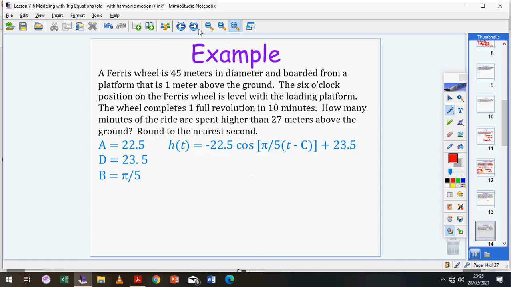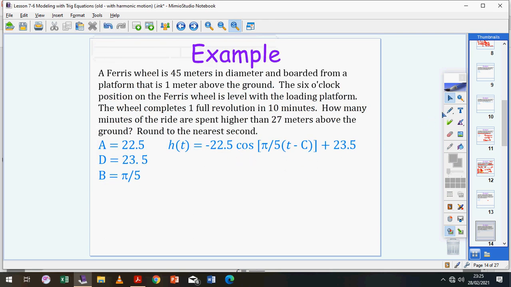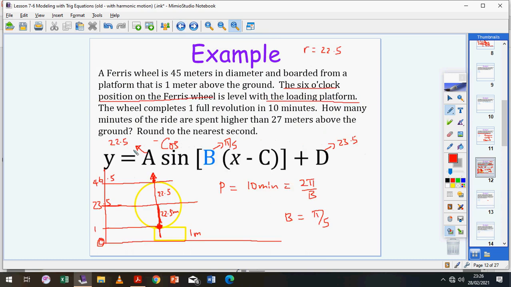Before I find c, if I try to write my equation according to the information that I already have, then this is the equation I'll have: h is equal to negative 22.5 cosine of pi over 5 t minus c, plus 23.5. That's just substituting in the information I have here. This is a negative cosine, so that would be negative 22.5 cosine pi over 5 x minus c plus d, which is 23.5.